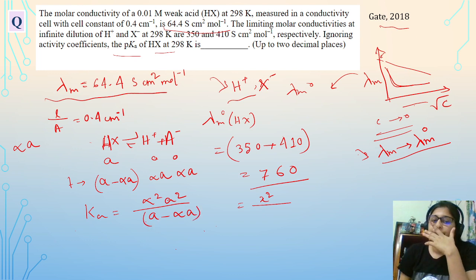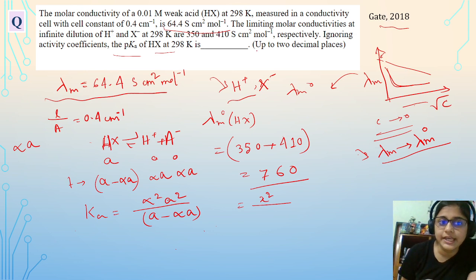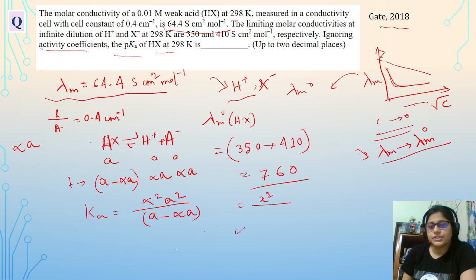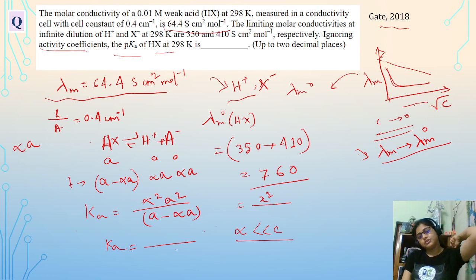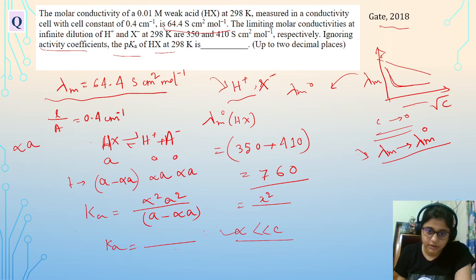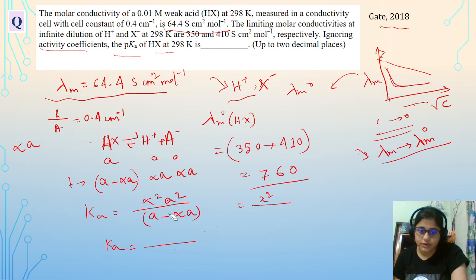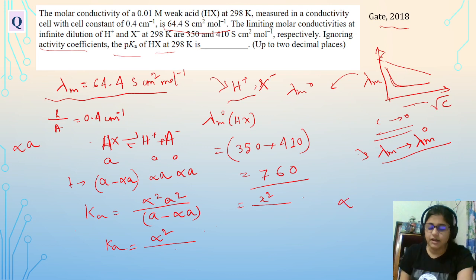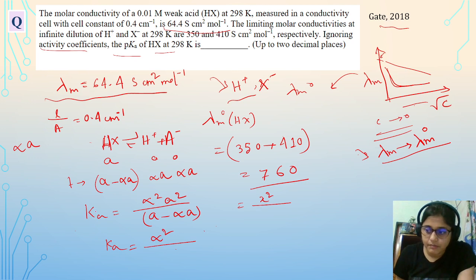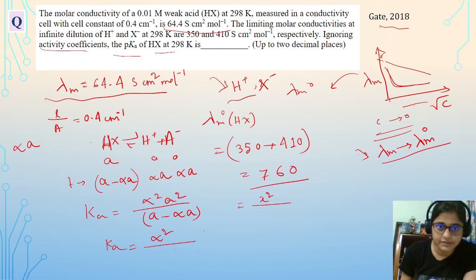For the case of ignoring the activity coefficient, it will be Ka. Actually, this is not the activity coefficient. This is the dissociation, some dissociation rate is there. This is very much less than 1, so we can ignore that part. So we can write this as alpha square. Alpha is the rate of dissociation. This is applicable for weak electrolytes only, that is, weak acids.